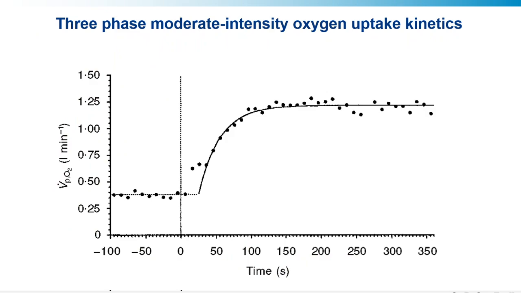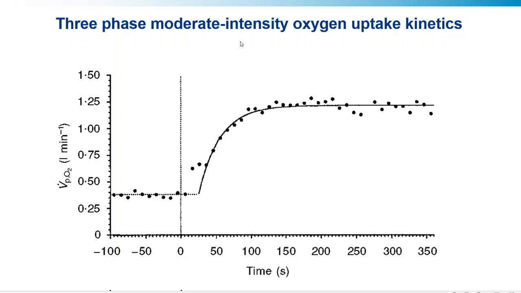On the subject of Whipp's data, these are some of the data collected by Harry Rossiter in the late 1990s. I'll come on to why a little bit later on. But what you see here is a higher sampling frequency. This time the data are averaged every 10 seconds. So there's breath by breath data, and then the data have been subsequently averaged.